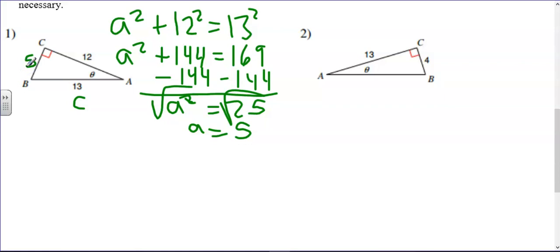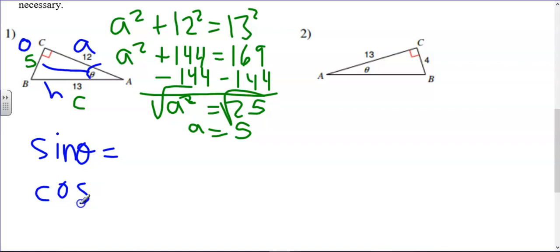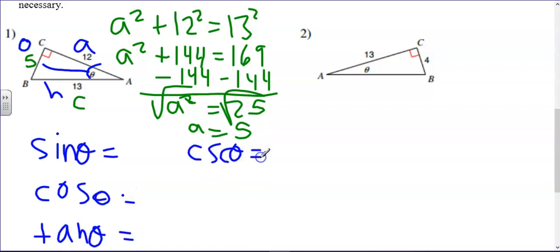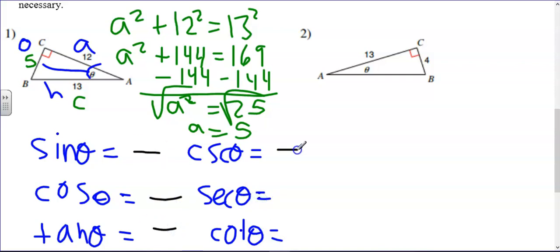Okay, so now we're going to label our sides. Here's my theta. We already said 13 is the hypotenuse because it's the longest side. What's across from it? Opposite. And then adjacent is next to. So we're going to do the same thing we just did. Sine theta, cosine theta, tan theta. And then the buddies: cosecant theta, sine's buddy, secant theta, cosine's buddy, cotan theta, tangent's buddy. Okay, fraction, fraction, fraction.